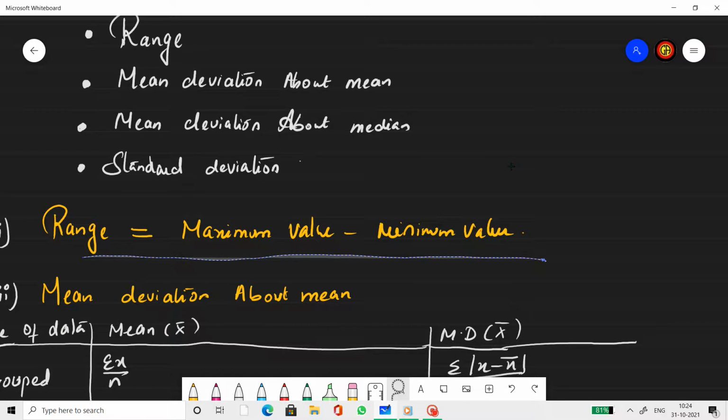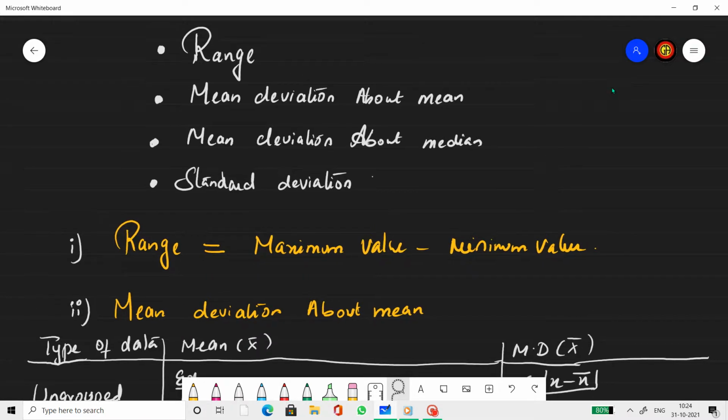Make sure that the given question is an ungrouped data type. If it's a discrete one where x and f are given, you have to take the largest value in x, not in f. Okay.